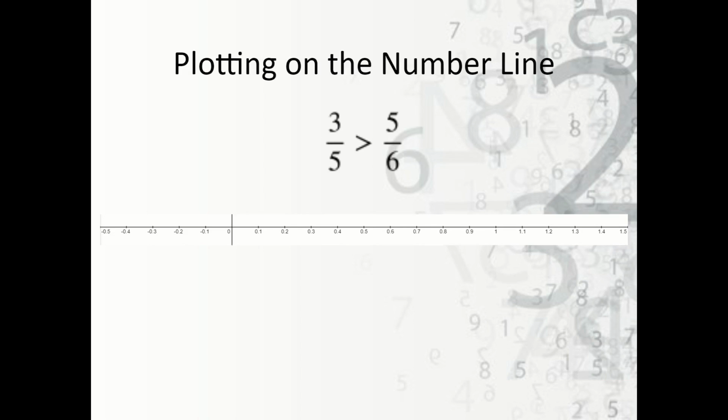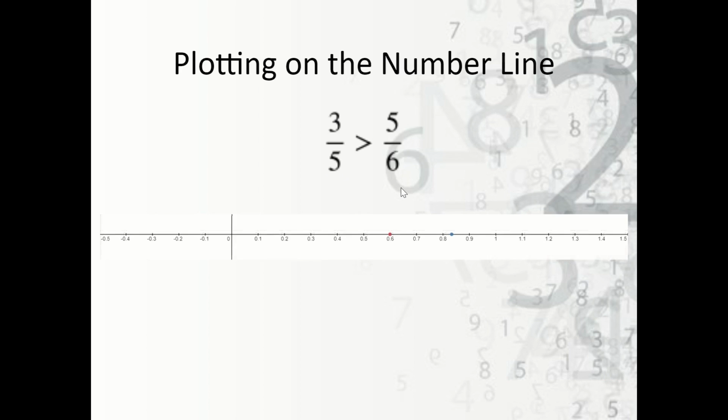Next, we can plot these on the real number line. So if we do that using Desmos, we plot 3/5, we should end up with something that looks like this. This is our point for 3/5. And then if we do 5/6 as well, we end up with a point right here, and we can see that this one is greater than this one.